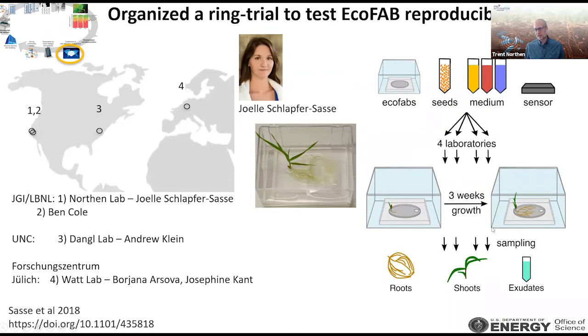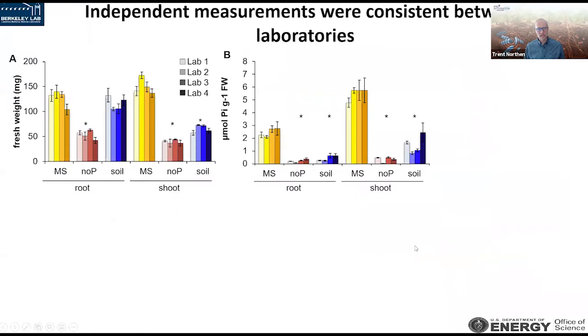and then characterized them over 3 weeks using imaging. Then the samples were collected for analysis of biomass and phosphate, and also root metabolites and exudates, which we profiled at JGI. And so these are the different treatments in terms of the media that was used to grow the plant. And we can see the fresh weight here and the phosphorus content.